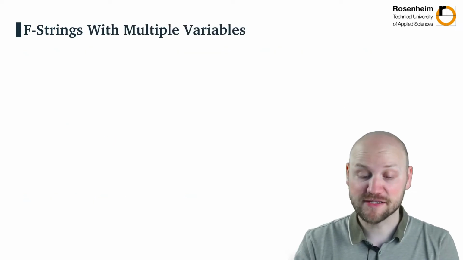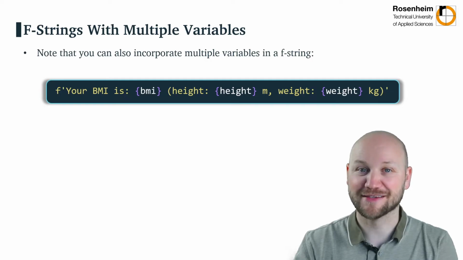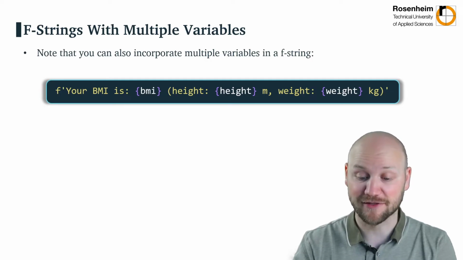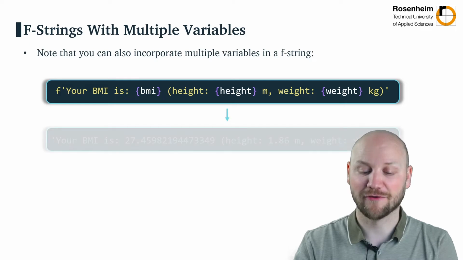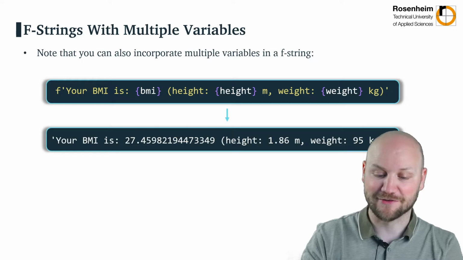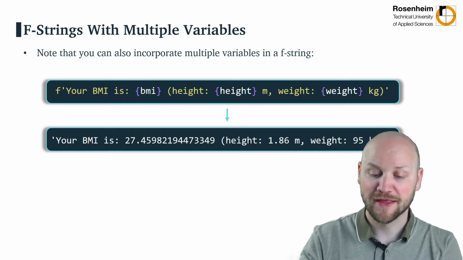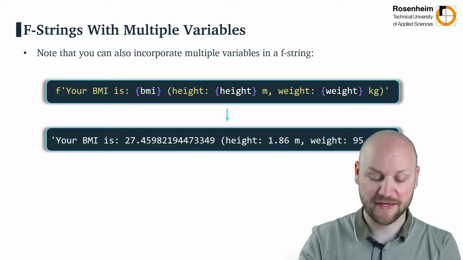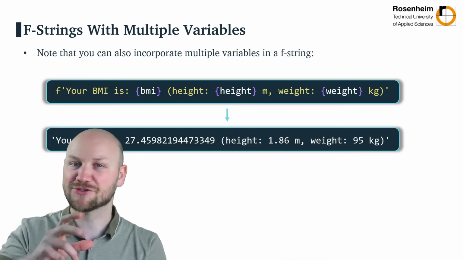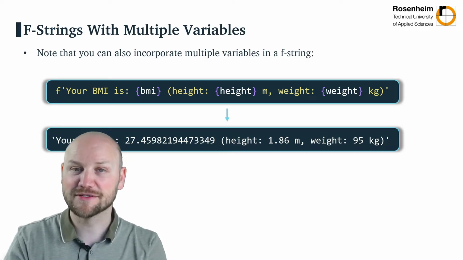But before doing this, we take another look at an f-string that holds more than one variable. In this case, it's actually three variables, and this leads to the following output. Your BMI is, and then we have our long number, the result of a division leading to a float. Then we have the height 1.86. It is not showing all the zeros that come after the 6. That's great, we don't need to format this, and the integer, of course, is also shown without many digits.